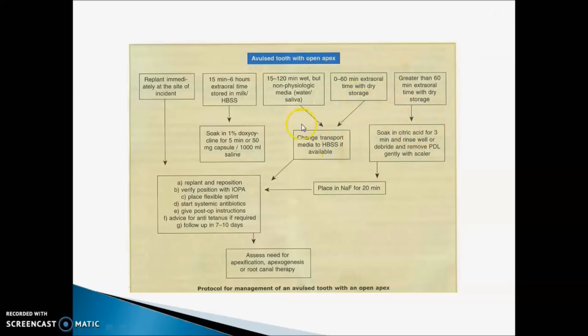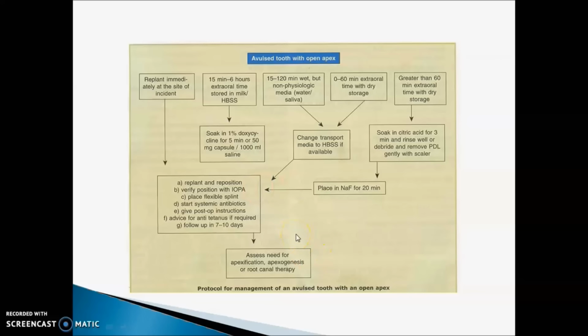Okay. Now imagine the extraoral time is more than 60 minutes and the tooth has been kept dry. Then what do you have to do? Then the HBSS will not come into picture. Then you have to soak them in citric acid for 3 minutes, then you have to remove all the debris. After that, you have to place them in sodium fluoride solution. Why sodium fluoride solution? To make the root resistant to resorption. Because normally we can see replacement resorption in such an avulsed tooth.